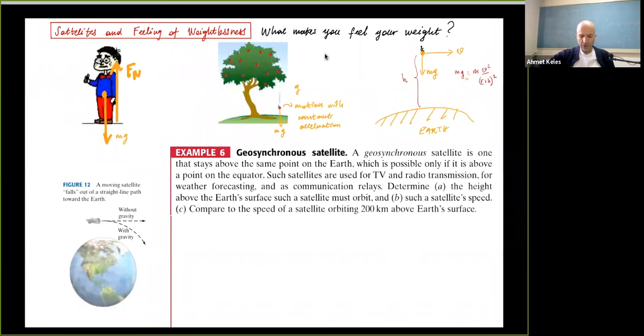So a geosynchronous satellite is one that stays above the same point on Earth. Okay? Say if you are above Ankara, you are always above Ankara. You just spin with Earth. And this is only possible, your book says, above a point on the equator. And then there are some uses for such satellites. So now we want to determine the height above the Earth's surface such a satellite must orbit. What is the height h at which this kind of motion is possible?